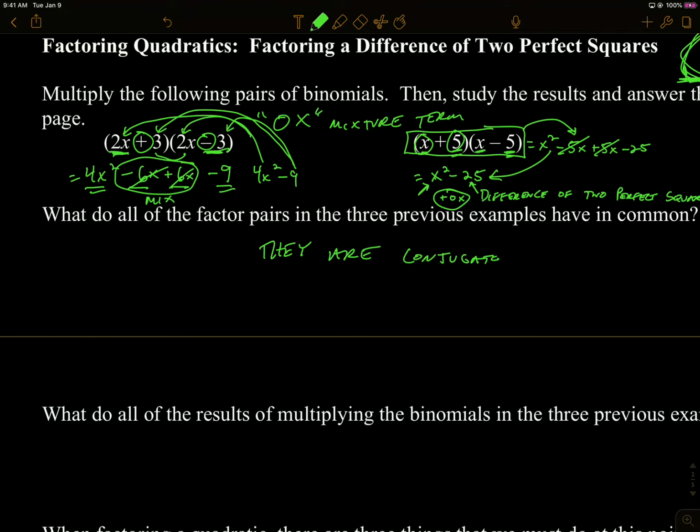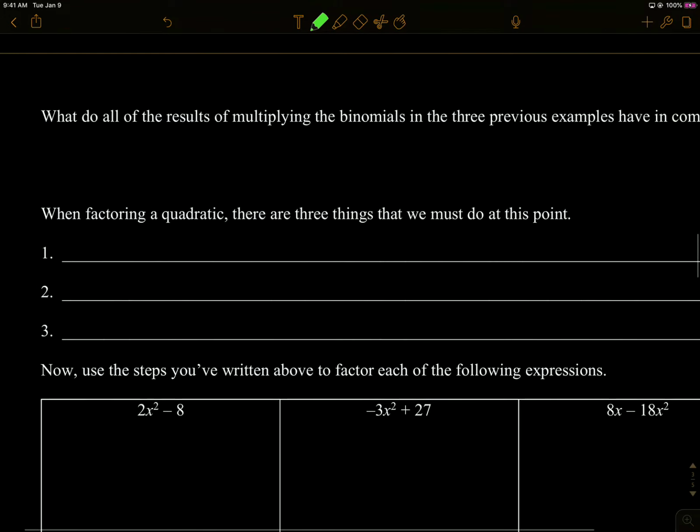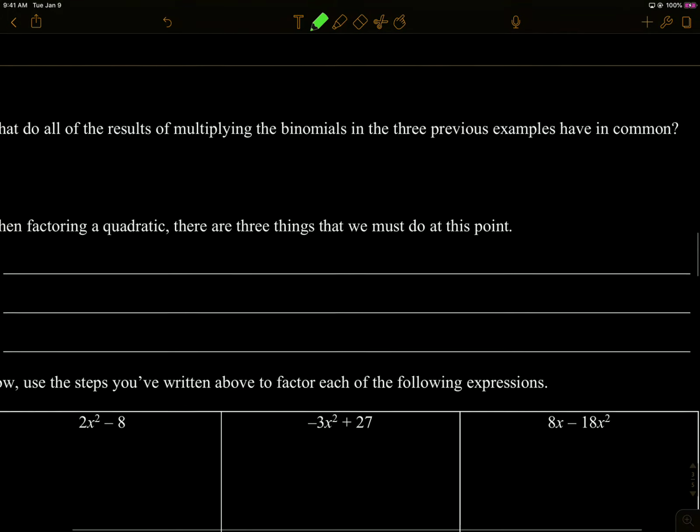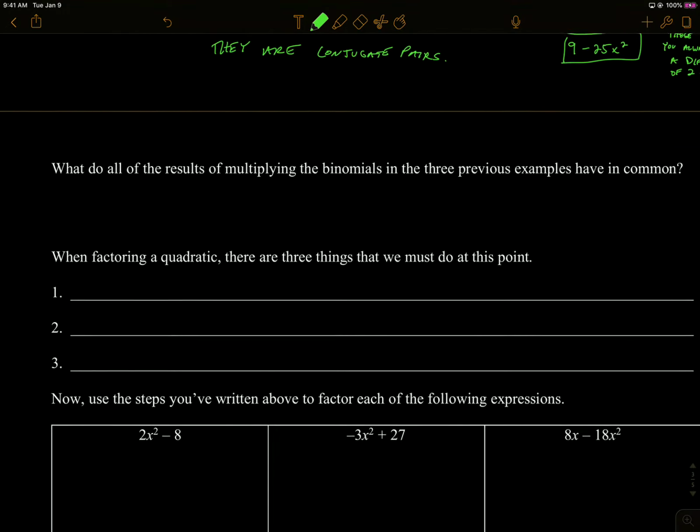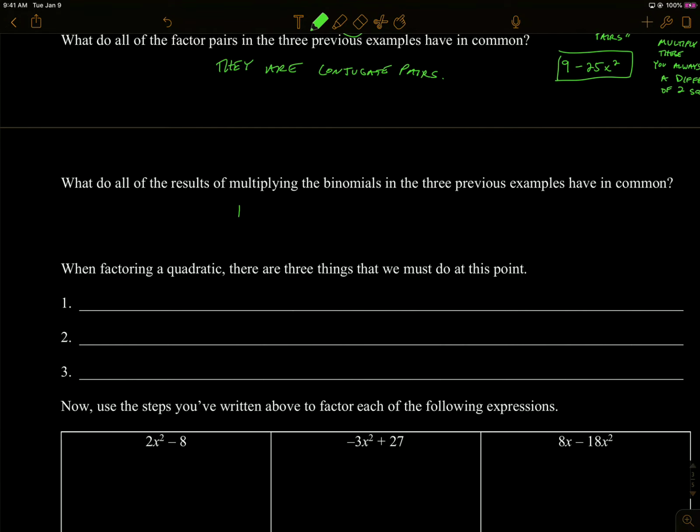You have to know what that means. It's going to come back as well later in the course, later in this unit. All right, what do all the results of multiplying the binomials have in common? They become a difference of two perfect squares. So now we want to factor these. We want to go the other way.